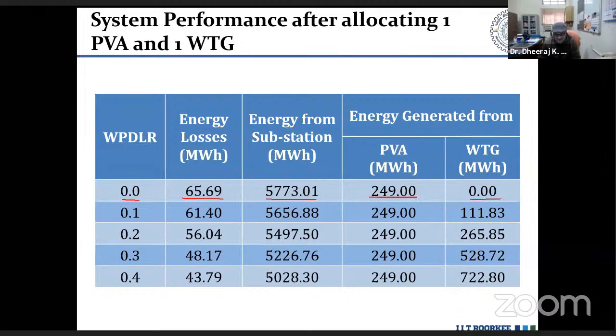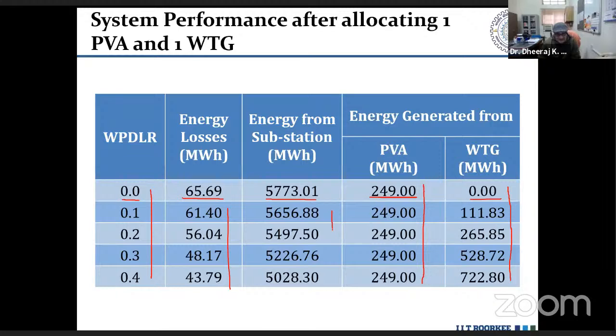Wind turbine is 0. As we increase the wind power to load dispatch ratio, what is happening? Because there is no restriction on the photovoltaic array, the energy generated from it is the same for all the cases, but the generation from the wind turbine is increasing. Because of this, losses are also decreasing, and at the same time the energy from the substation is also decreasing.